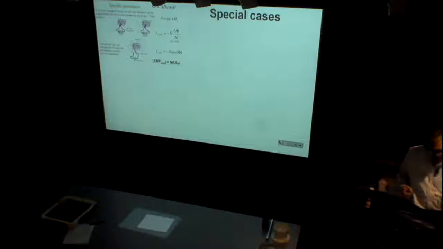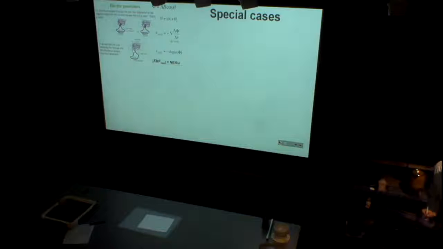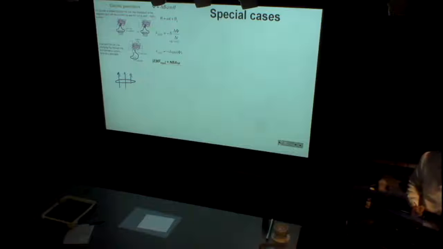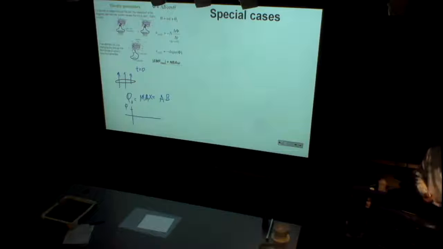And of course, as before, we had a couple of special cases. Special case number one, let's say initially the magnetic field is perpendicular to the loop. What does it mean? That's t equals zero. That means the initial flux has maximum value, which is just A times B. And depending on how we choose the area vector, depending on how it spins, clockwise or counterclockwise, we can sketch a graph which should start from maximum value, which could be positive or negative, but again, for the sake of simplicity, positive.